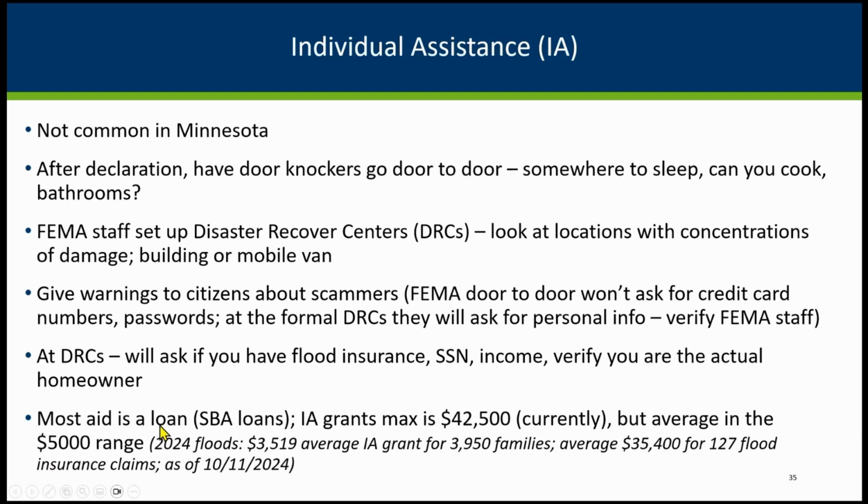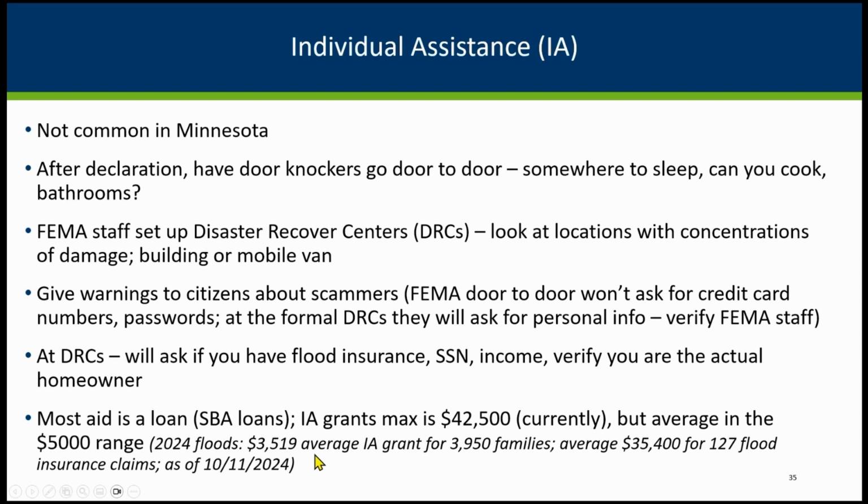And note that even if there is an individual assistance declaration, most of the aid is in the form of loans. A lot of times the SBA, the Small Business Administration, will have separate declarations. So there may be differences in the counties that have an SBA declaration where loans are available and the individual assistance in general. I wanted to mention that the maximum grant you can get with individual assistance changes each year, but it's currently $42,500. What we actually see is more typically in the $5,000 range.